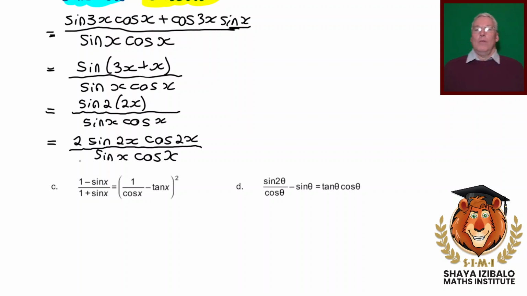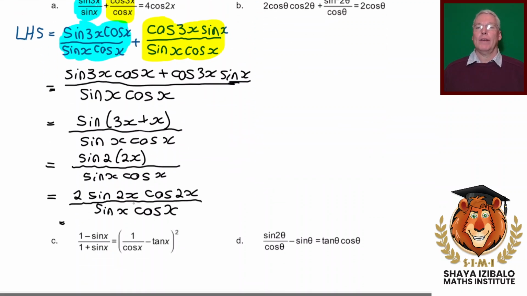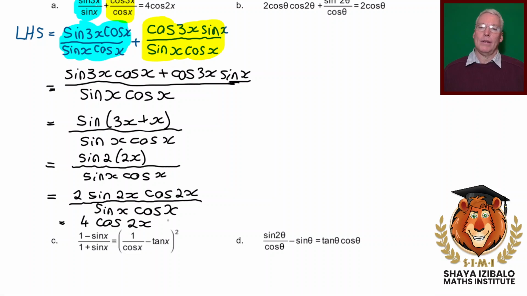Now, when we expand the sine 2x on the top, we're in fact going to get 4 sine x cos x. All right, we're running out of space a bit here, but this is going to give us 4 sine x cos x. And the sine x cos x is going to divide on the bottom, and we're going to get 4 cos 2x, which is exactly what the right hand side is. So we write equals RHS.